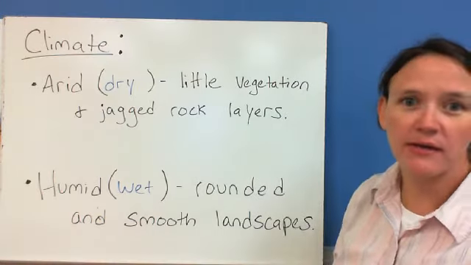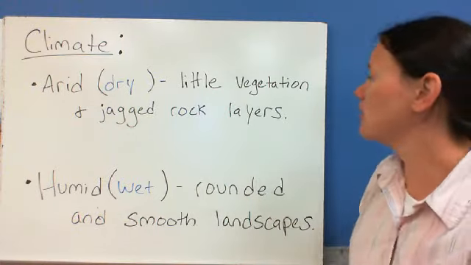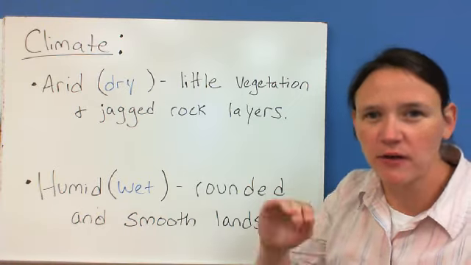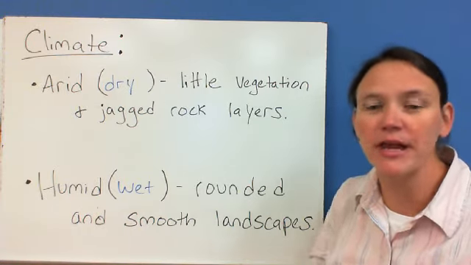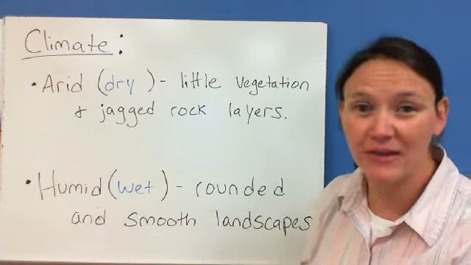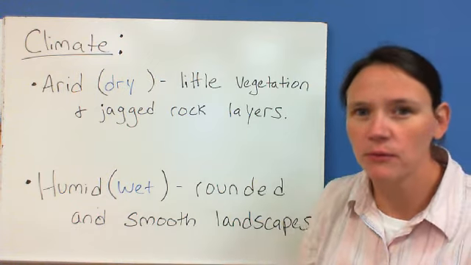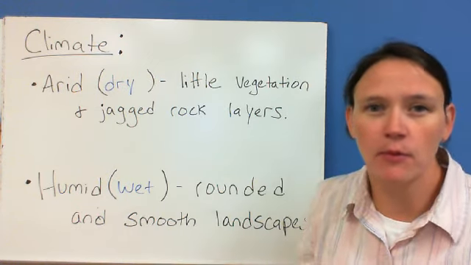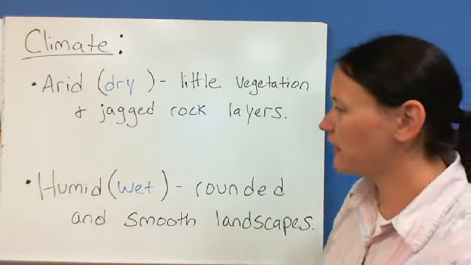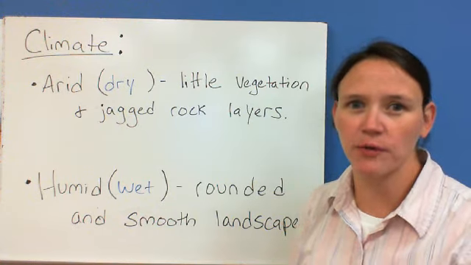So we said climate is a factor. Arid or dry climate has little vegetation, and the rocks are going to be very jagged because nothing is wearing them down. You don't have the rain to smooth out the landscape. Whereas if you have an area that's humid or wet, a lot of times the hills are very rounded and smooth, and it's just going to have a more rolling appearance with the hills. So that's how the climate affects it, and it's basically what has to do with the amount of moisture that those places receive.